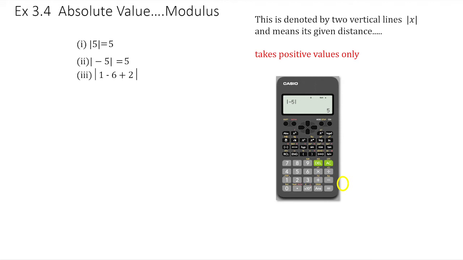And then if we want to solve for the absolute value of 1 minus 6 plus 2, solve inside the vertical lines first. So 1 minus 6 plus 2 gives us minus 3. Then we find the absolute value of minus 3 and it's equal to 3. We can also find the absolute value using our calculator and using this ABS, the absolute value sign.